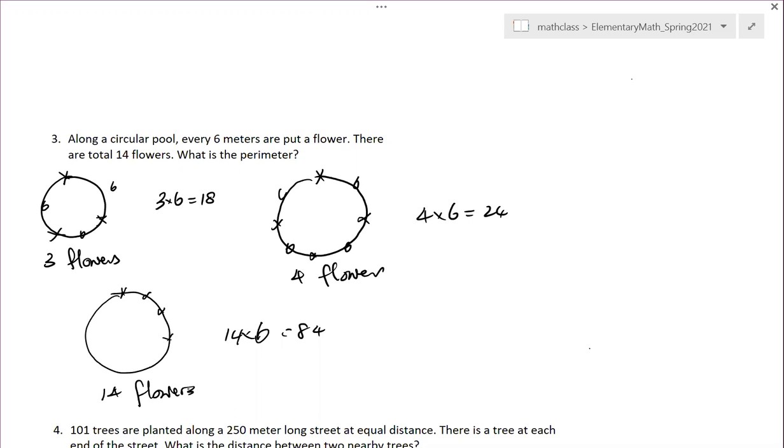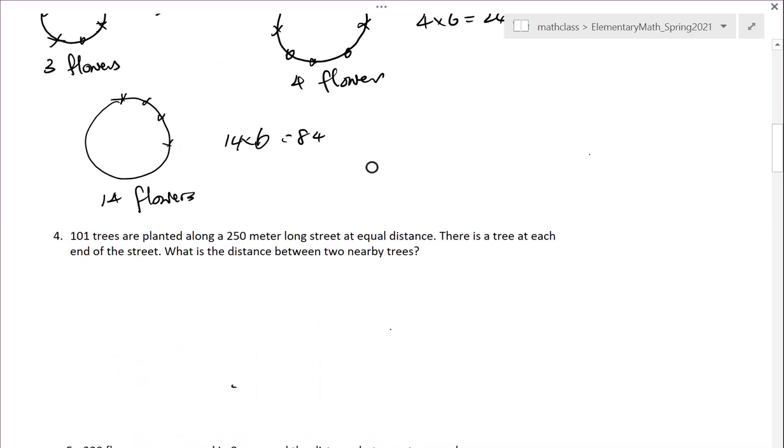Okay. All right, so let's look at the next problem. There are 101 trees planted along a 250 meters long street at equal distance. Okay, there's a tree at each end of the street. What is the distance between two nearby trees? This is the inverse problem.